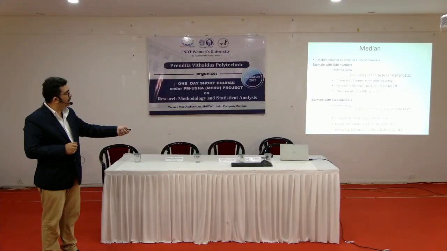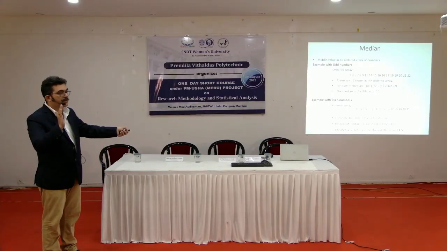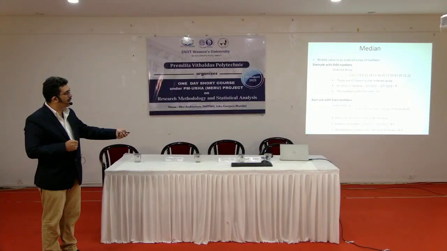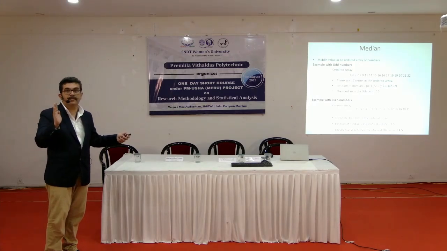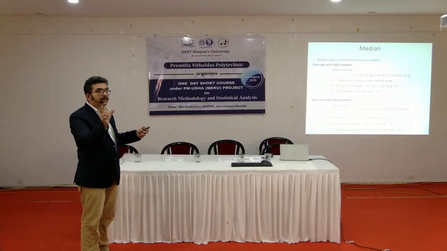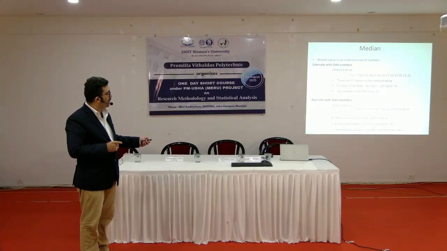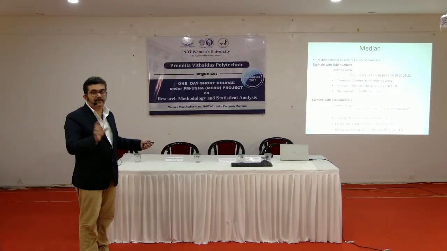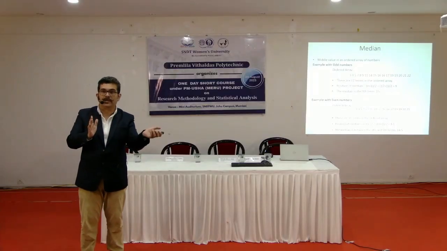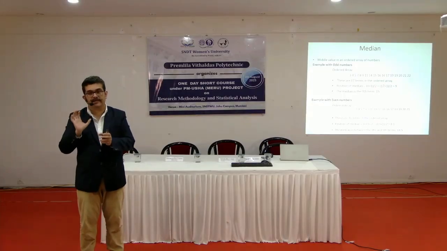There are a total of 17 data elements in an ordered array, and I want to find out which is the middle position. So the position of the median, the formula is n plus 1 by 2. There are 17 elements, plus 1, 18, divided by 2, 9th. The 9th element is the central element in this data set. So we count 1, 2, 3, 4, 5, 6, 7, 8, 9. Number 15 is the central element. See, there are 8 elements on the lower side, 8 on the higher side, and 1 is the central element.